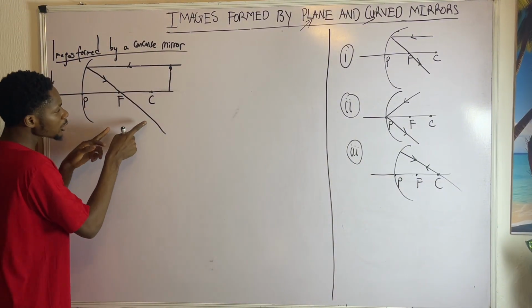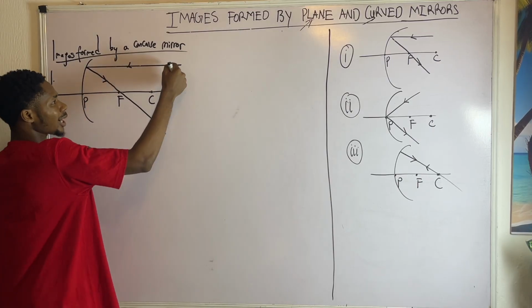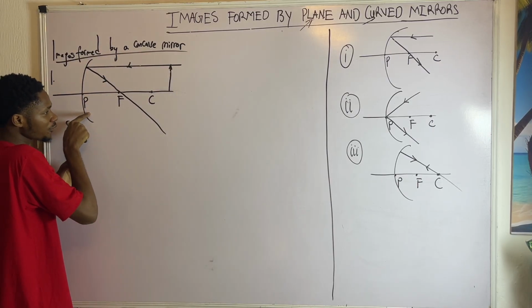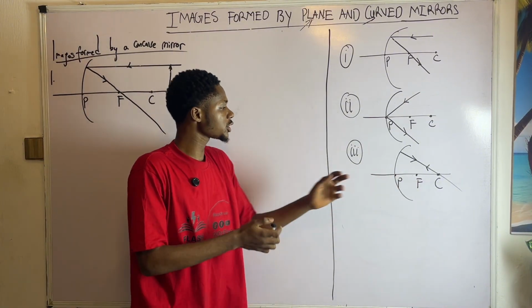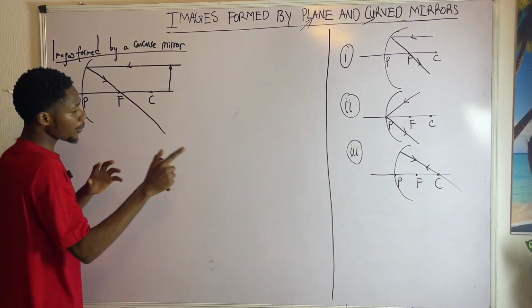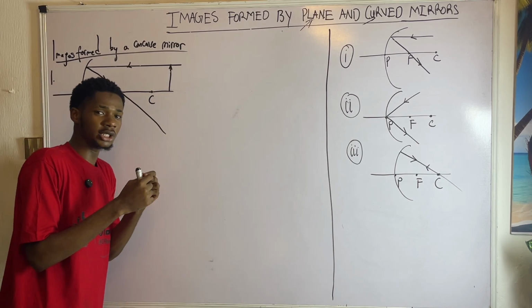The truth is we can actually make use of this one in another form. That is, we can also pass this through F and expect it to reflect through C. That's one method we can make use of. We can also choose to make use of C, but let's try and see if we will get it. Remember it is the reflected ray, not the incident ray.